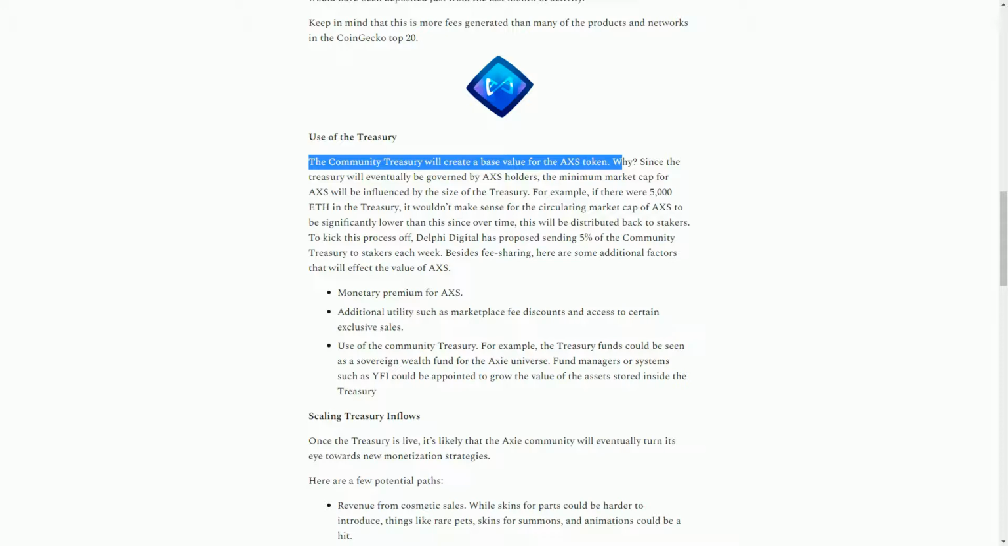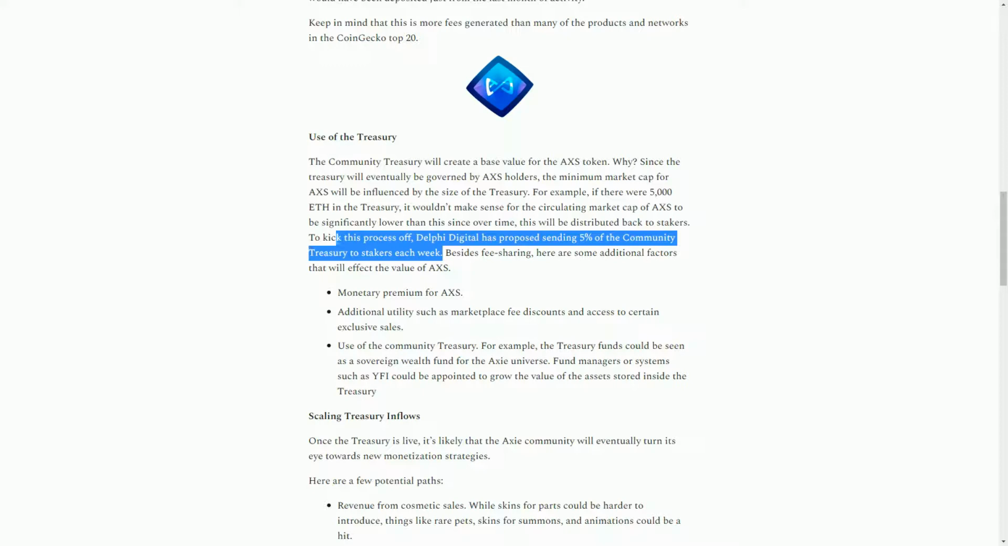So that's basically how there are companies in the real world where the share price could be under the capitalization price for various reasons. In blockchain, it's probably less likely to happen. So this is kind of interesting. They're saying here, if there were 5,000 ETH in the treasury, it wouldn't make sense for the circulating market cap of the AXS token to be significantly lower than this, since over time the money in the treasury is going back to the stakers. So that's basically the people who are holding the coin.